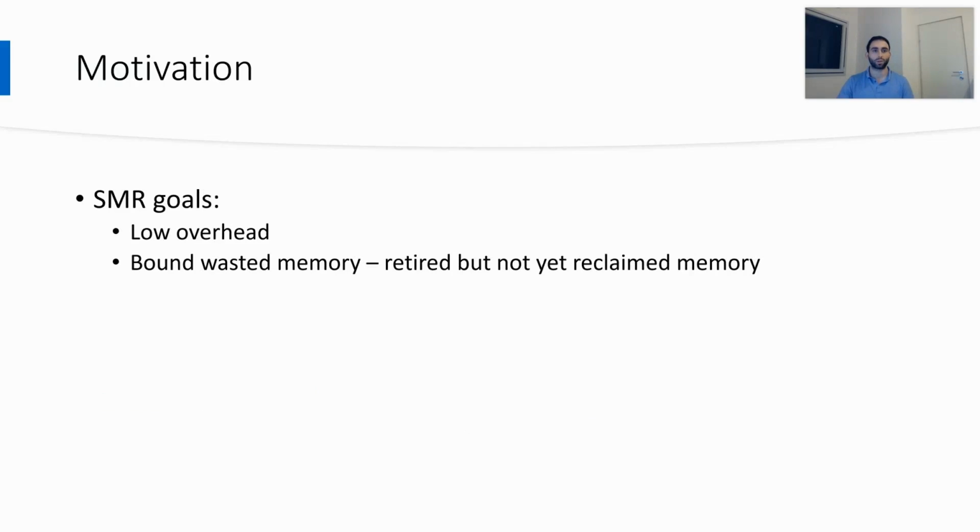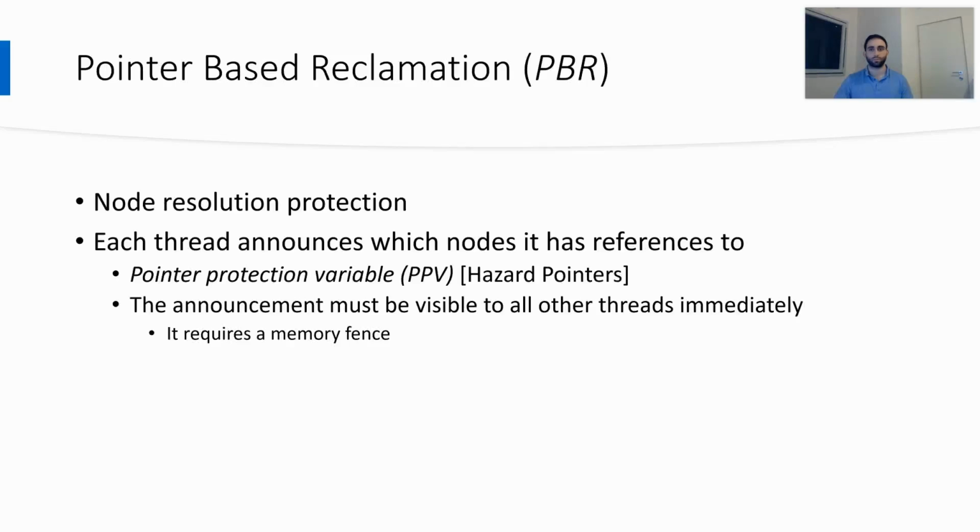An SMR scheme has two goals. First, to impose a low runtime overhead on the client data structure. Second, to minimize the number of nodes that have been retired but not yet reclaimed. We refer to these nodes as wasted memory, since they have been removed from the data structure, but their memory cannot be reclaimed or reused. We will now briefly describe the state-of-the-art in SMR schemes and its limitations.